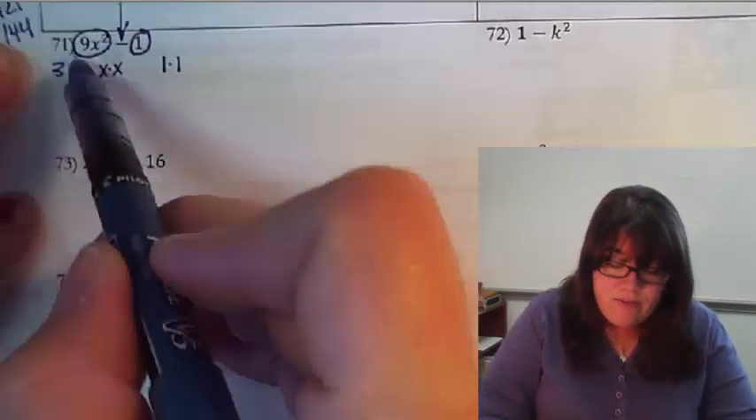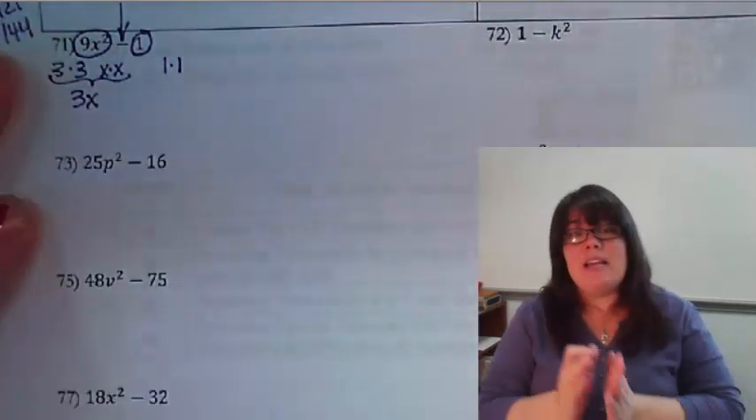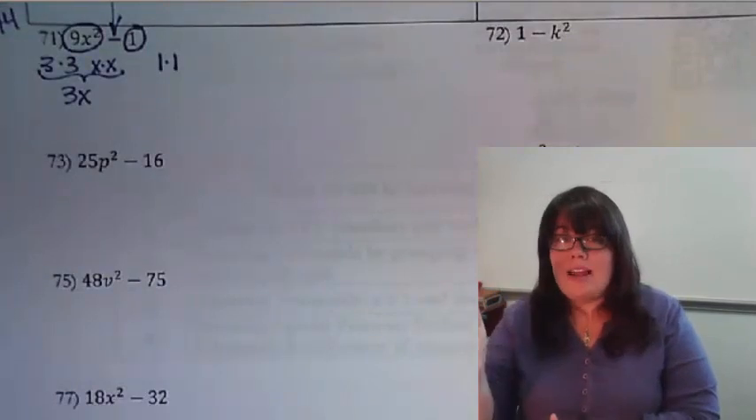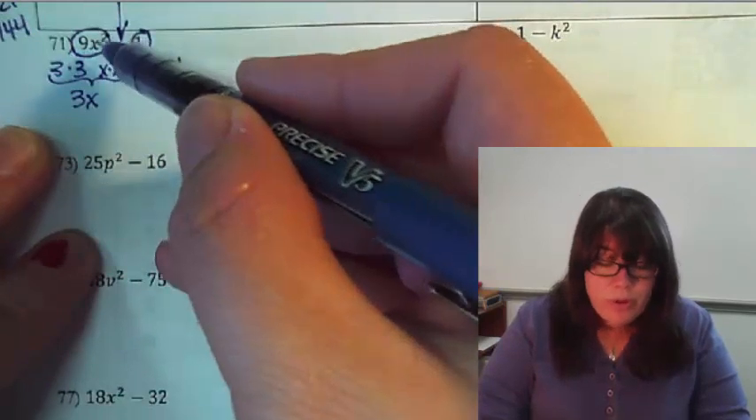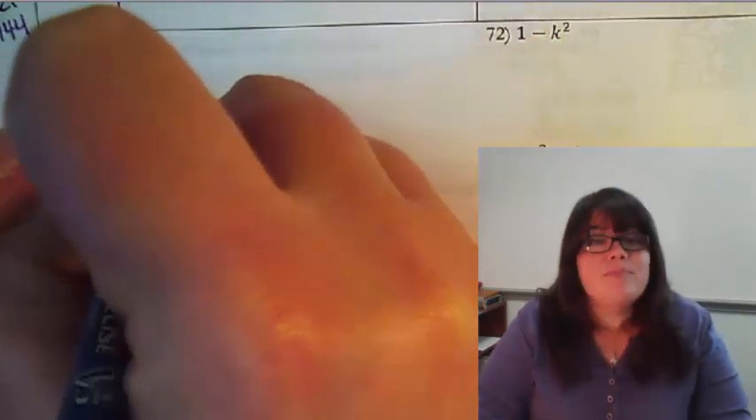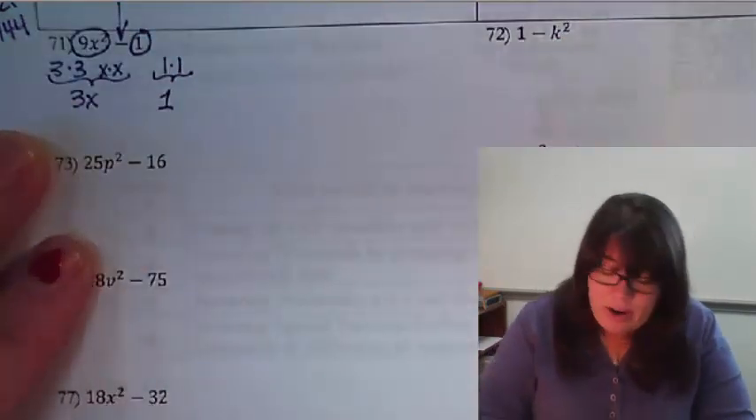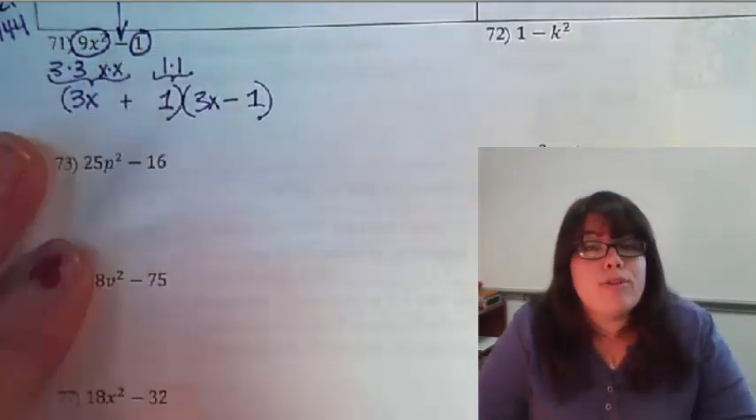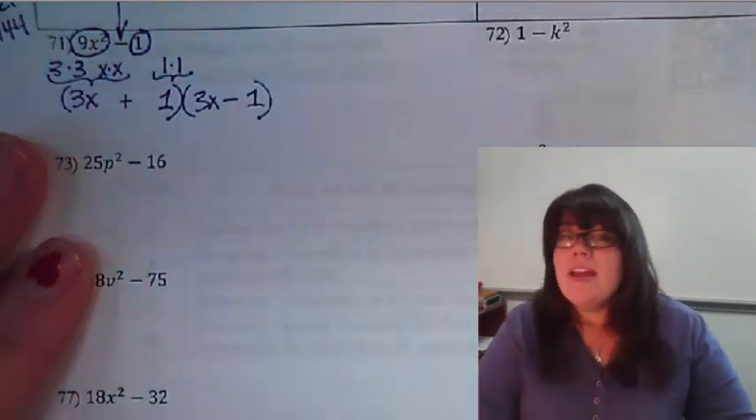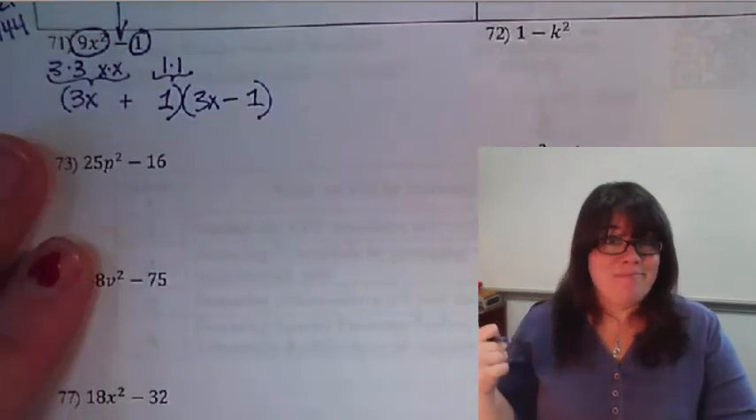So the root of 9x squared, if I break it down, is 3x. If I do 3x times 3x, that would give me 9x squared. So this is the root of 9x squared. What's the root of 1? The square root of 1, well, it's just 1. So now, my factored pair is going to be the sum of these two things and the difference of those two things. So 3x plus 1, 3x minus 1, and I'm done. It's factored. Pretty cool, huh?